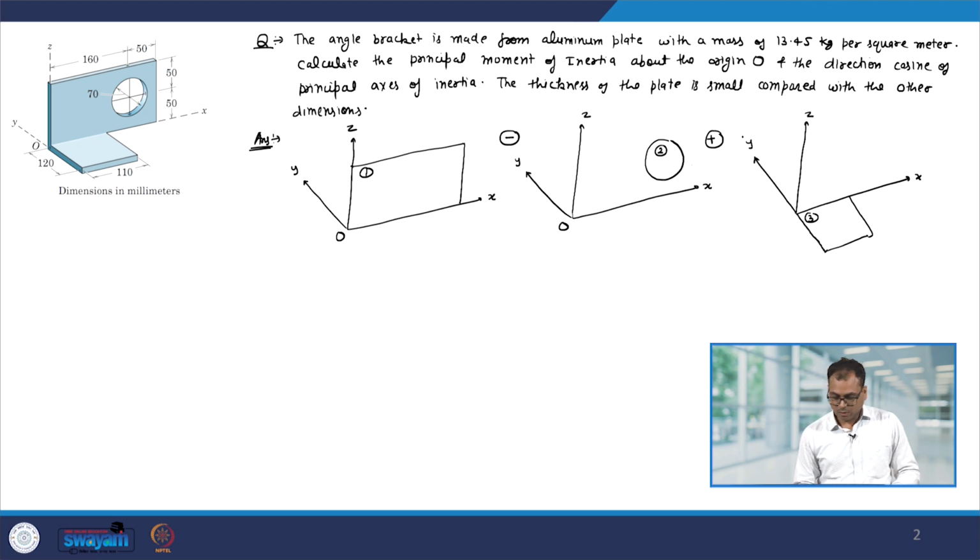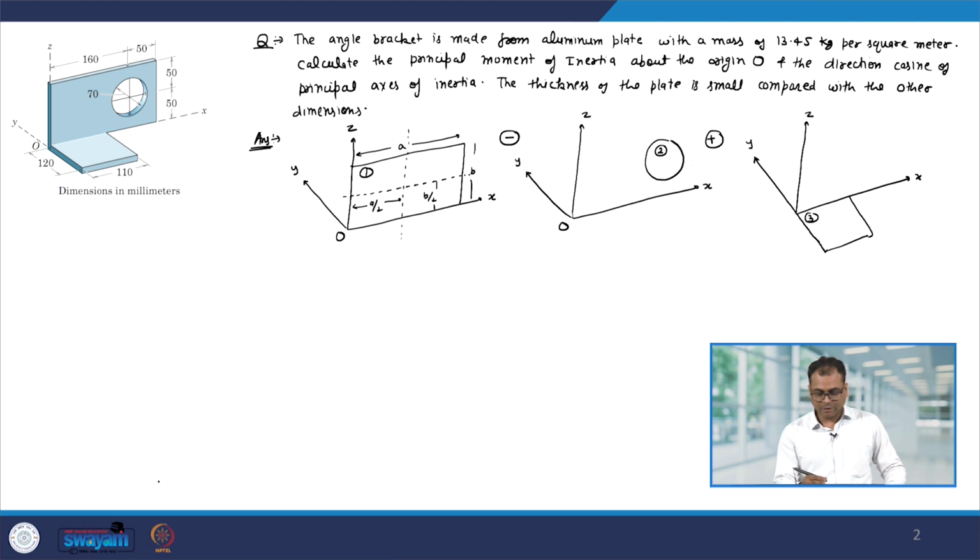Okay. So, let me put the dimensions. Let us say this is A, this is B. Therefore, let us say this dotted line passes through the center of mass of this plate, then that length will be B by 2 and this will be A by 2. Now, the values of A and B are of course known to us. Now, let us look at the second part. So, again this dotted line passes through the center of this circle.